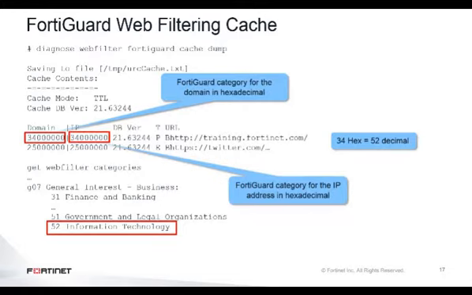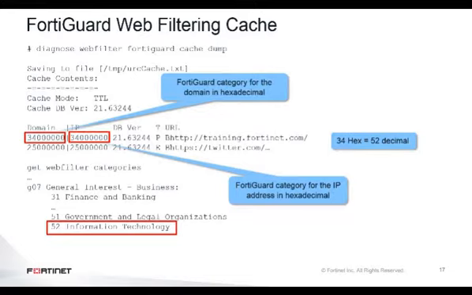To list the content of the FortiGuard web filtering cache, use the command diagnose webfilter fortiguard cache dump. For each URL, the output lists its rating by domain name and IP address. The rating by domain name is the first 2 digits of the first number from left to right. It is the category ID represented in hexadecimal. The rating by IP address is the first 2 digits of the second number. It is also the category ID represented in hexadecimal.